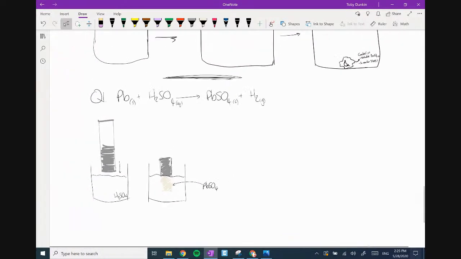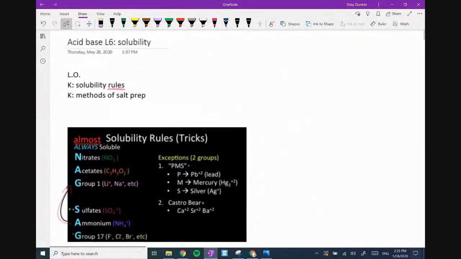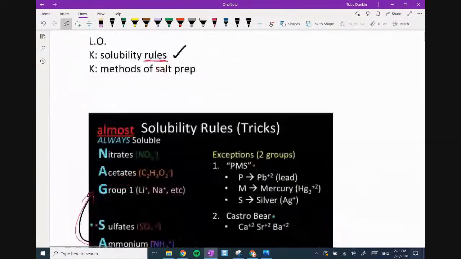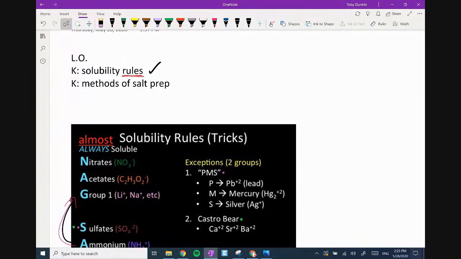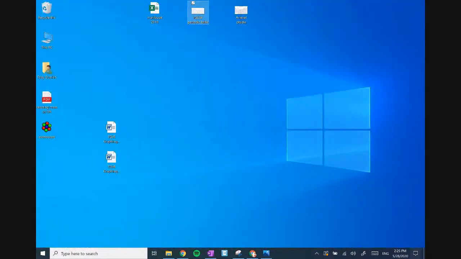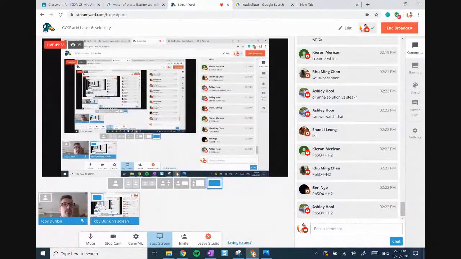Now, amazingly, if I go to my learning objectives, we've just finished doing salt rules, solubility rules. Methods for salt preps, I'm not going to do that now. I'm going to end the lesson here. I'm going to set you guys the homework for the solubility rules, just to reinforce it, and then we'll do salt preps next lesson. Guys, that's the end of the lesson.